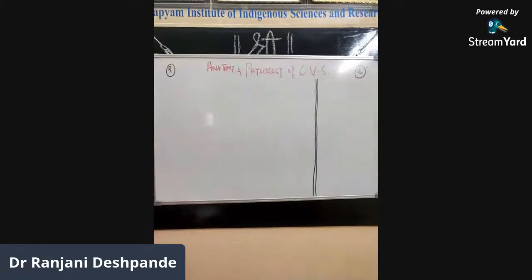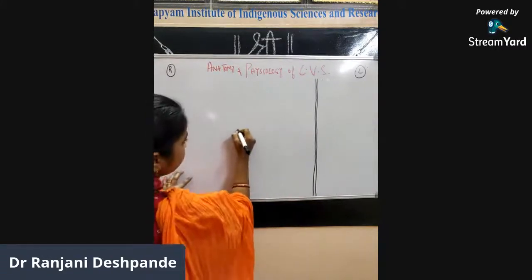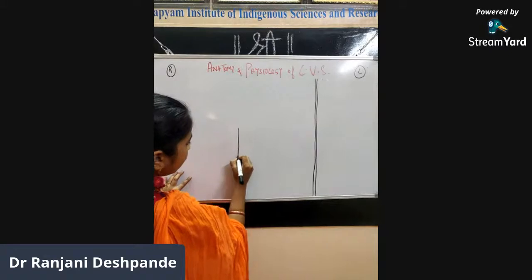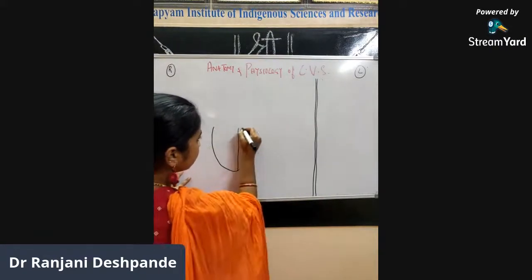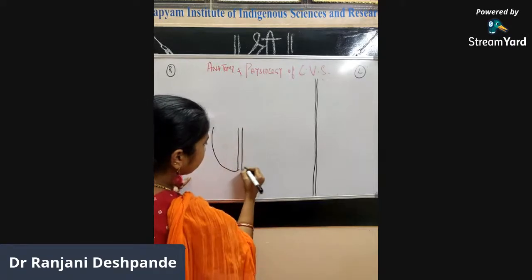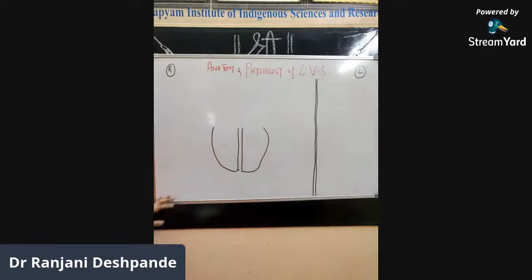So let us start by drawing the diagram. The first thing is the heart has two lower chambers. Let us consider these two as the two lower chambers of the heart.